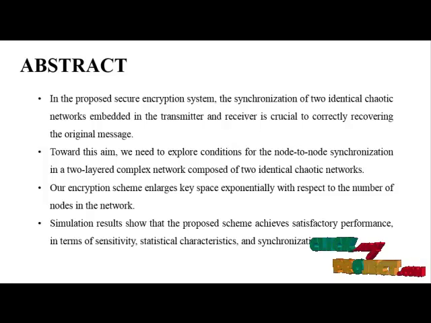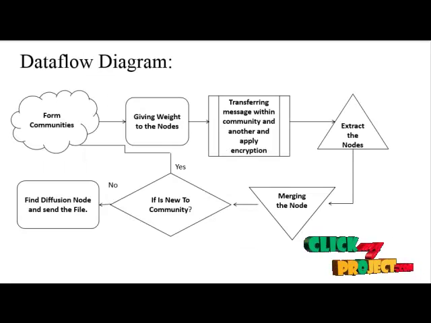In the data flow diagram, first of all, we have to create a community for our process. In our process, we create the community as dynamic networks. So here we create the community as networks. After that, we give weights to each node generated in the community. For example, if we give 10 nodes in the community, we have to generate the weights for the 10 nodes.